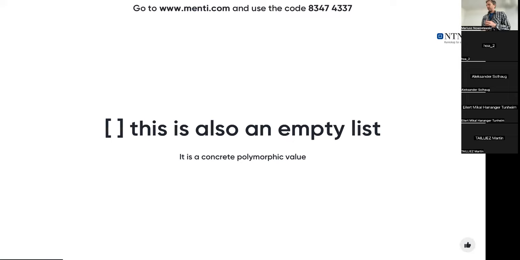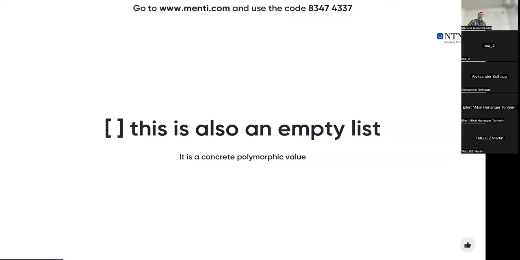All right, so then let's carry on. As we said, square brackets is also an empty list, and that's why it's a data constructor, because you can construct an empty list by using this notation, by square brackets. What type is that empty list of? So what type is that value? Polymorphic. It's a list of generic types. It can be a list of any type.